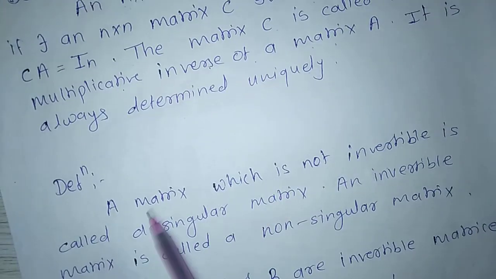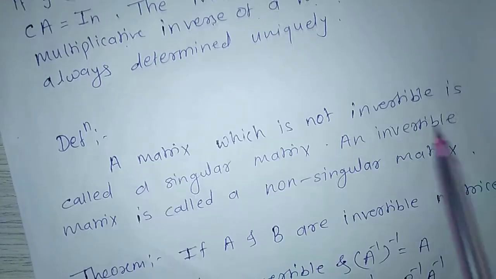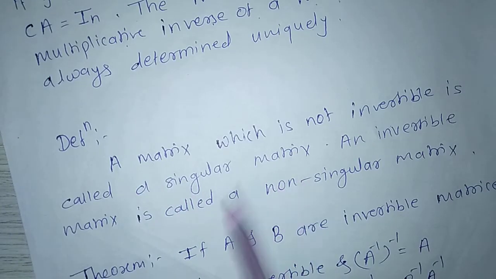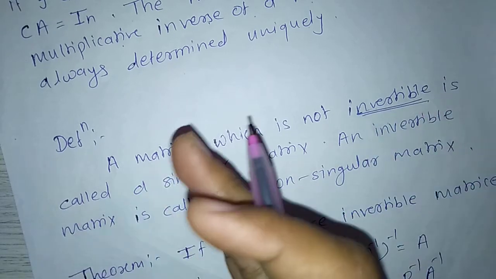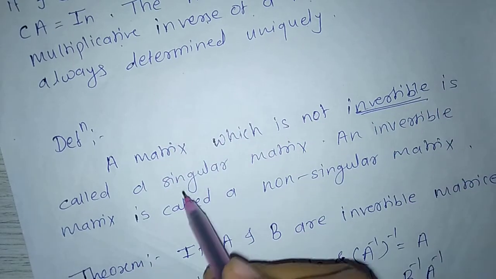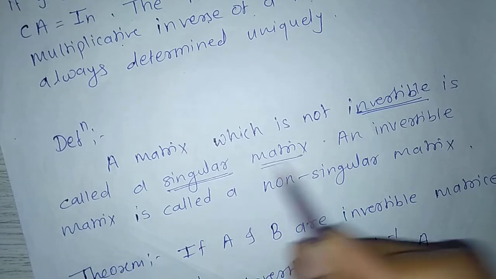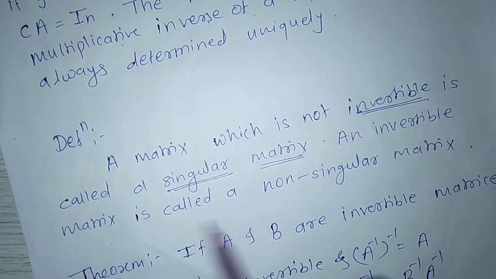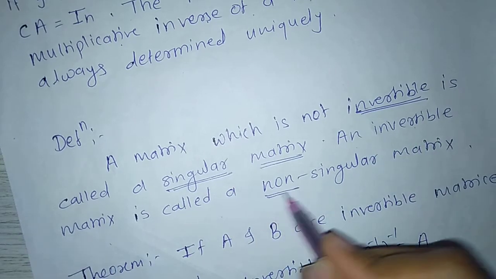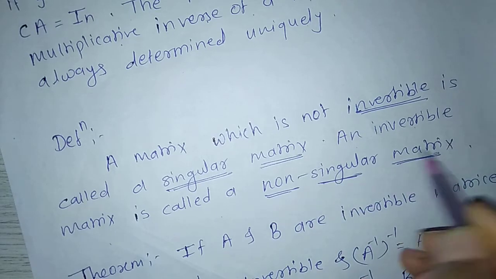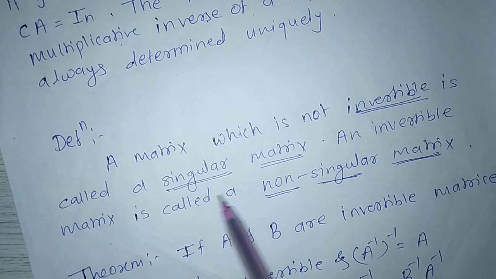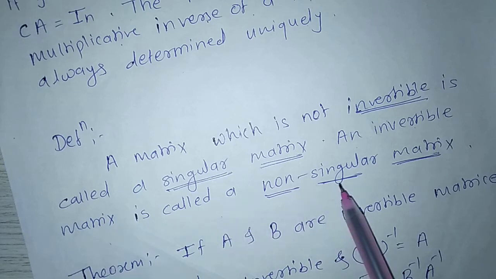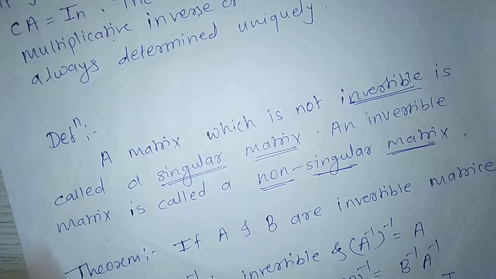Next definition: a matrix which is not invertible is called a singular matrix. The matrix which is not invertible, means inverse does not exist for that matrix, is called a singular matrix. An invertible matrix is called a non-singular matrix. Means if the inverse of that matrix exists, then this matrix is called a non-singular matrix.